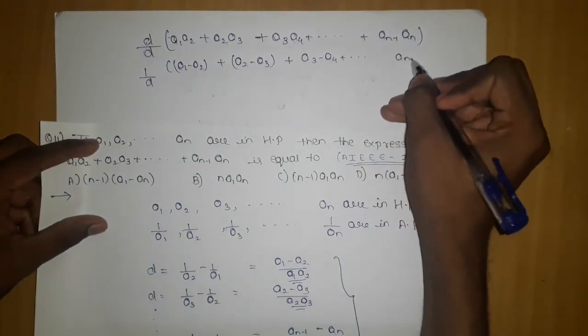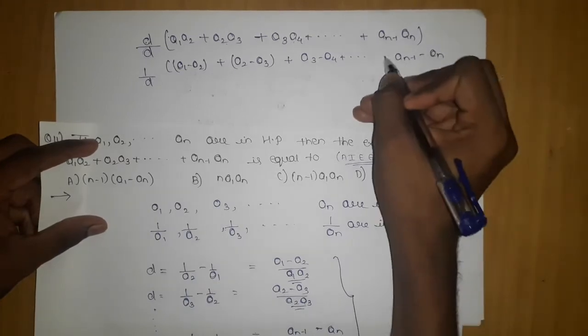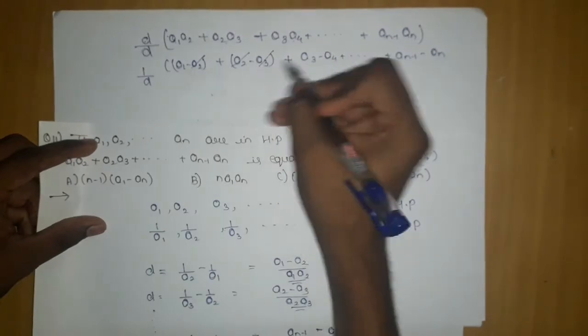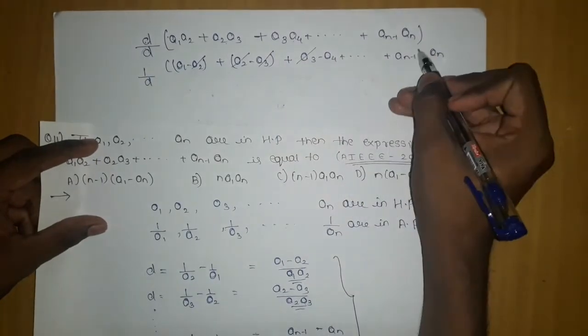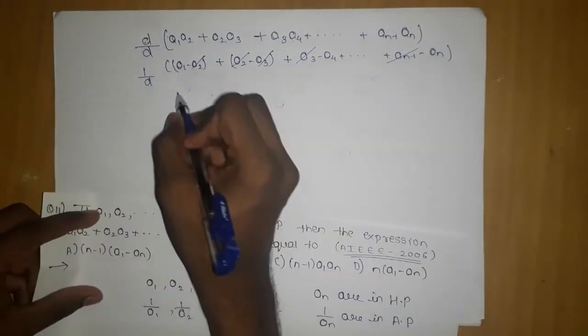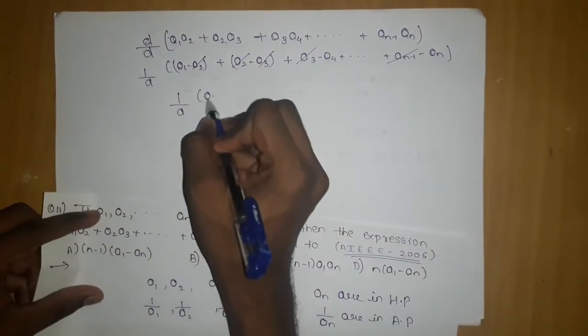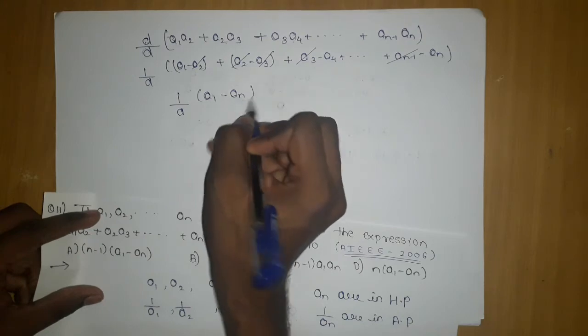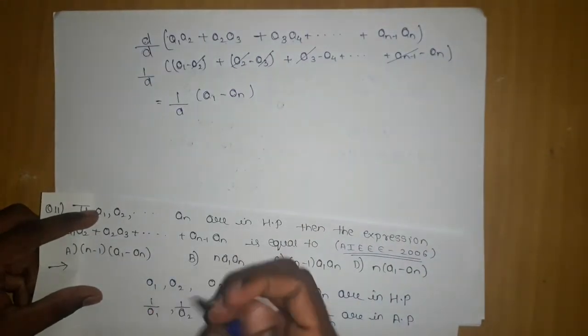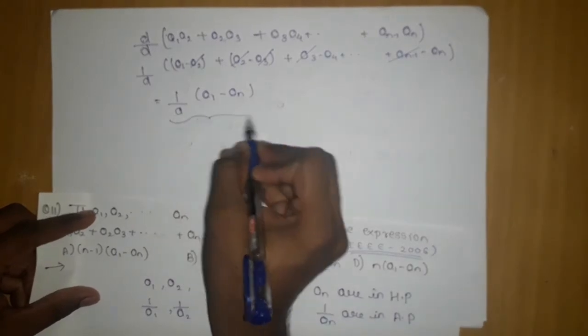I will be left with an minus 1 minus an. So you can clearly see this term is cancelling out with this term, which is cancelling out with this, and so on. All the terms will cancel out except this a1 and an. So I will be left with finally a1 minus an. So I am left with this thing. Now I need to get this value.